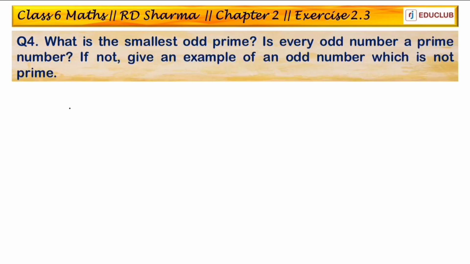Next, question number 4, what is the smallest odd prime? Odd prime, we have to find. Odd means what? The number which is not divisible by 2.